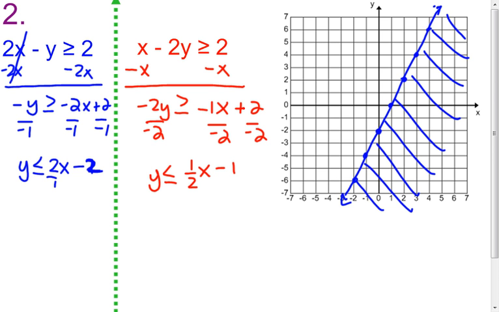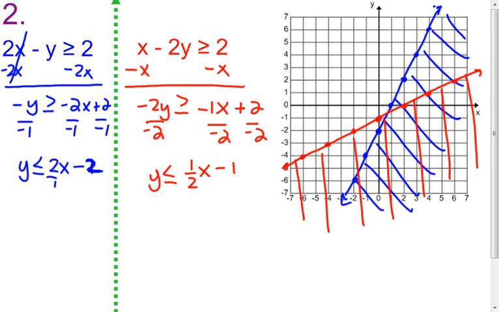All right, back to the red line. It crosses the y-axis at negative 1, and it has a slope of positive 1/2. So that means I'm going to go up 1, right 2, or down 1, left 2. And it is underlined, so I will connect the dots with a solid line. It is less than, so I would want to shade below the line, okay?